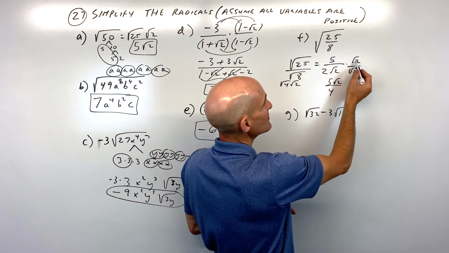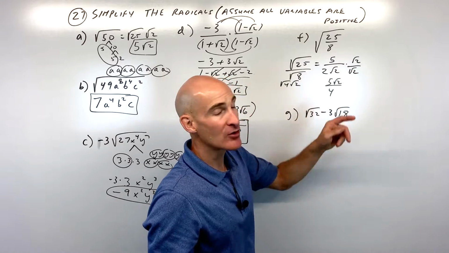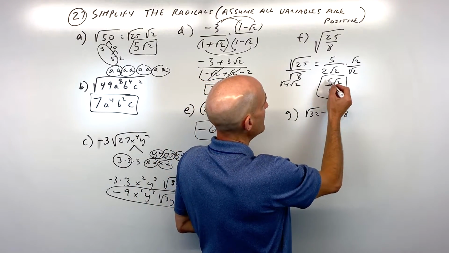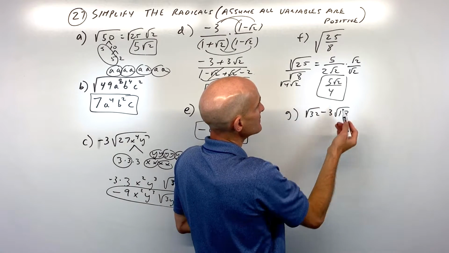Don't make the mistake of making it the square root of 10. When you multiply a number times a square root, they're different types of terms. You just put them next to each other. And then if you could reduce these further, I would, but that's as far as we can go on that one.